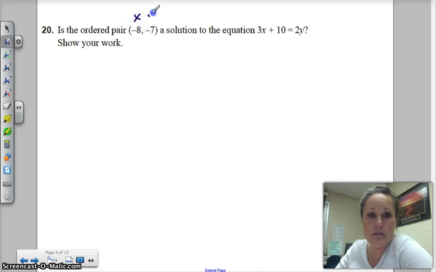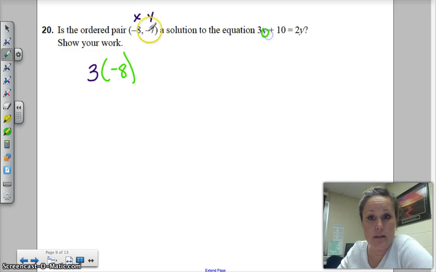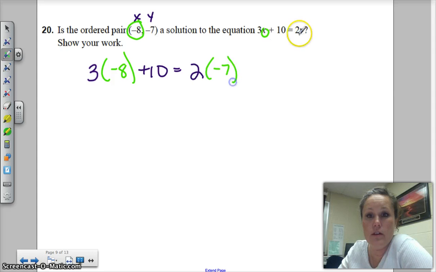Next is the ordered pair -8, -7. Again, this is x, this is y. Is it a solution to the equation 3x plus 10 equals 2y? Show your work. So I'm going to plug and chug. So 3 times -8, because this is x and this is x, plus 10 equals 2, and then plug in y, -7. This is y right here, and this is y right here.